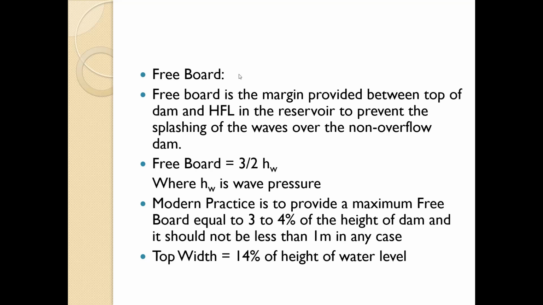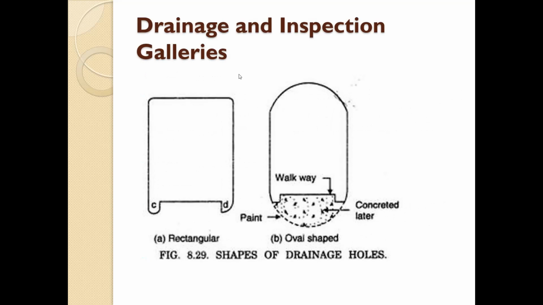Freeboard. Freeboard is a margin provided between the top of the dam and the high flood level in the reservoir to prevent the splashing of the waves over the non-overflow section of the dam. So basically freeboard is 3 by 2 into HW, where HW is the wave height. The modern practice is to provide a maximum freeboard equal to 3 to 4% of the height of the dam, and it should not be less than 1 meter in any case. And the top width of the dam equals 14% of the height of the water level. So these are some basic criteria.